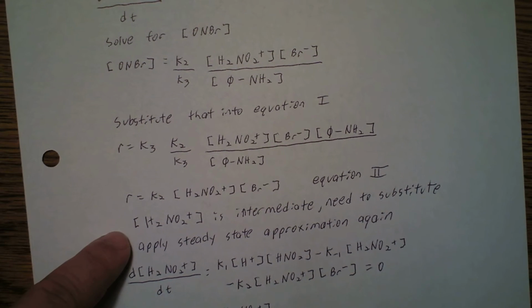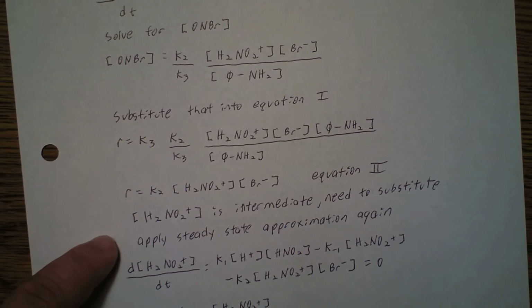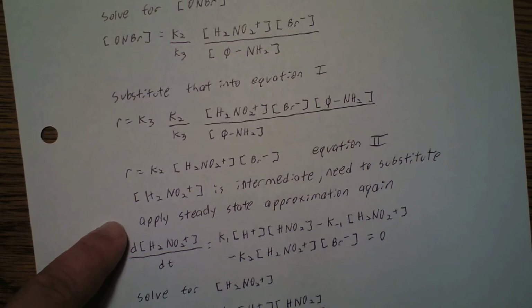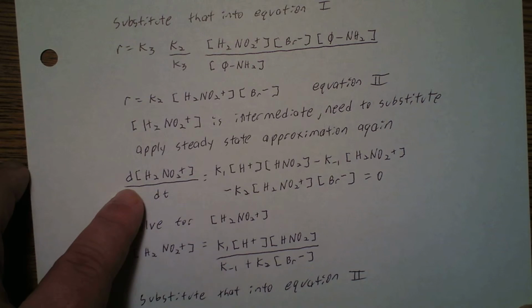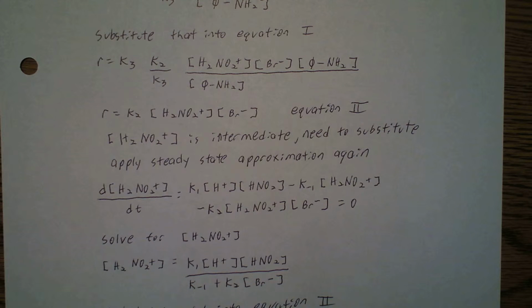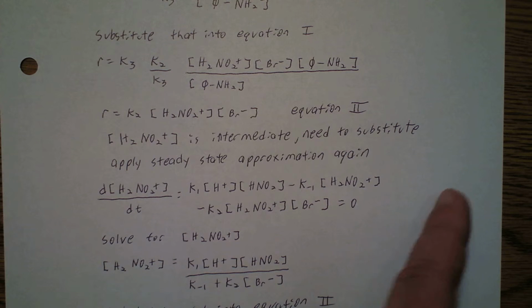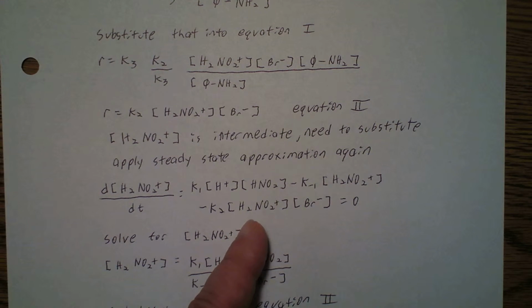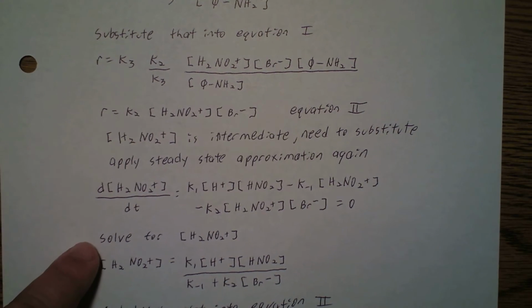But also notice that this H2NO2 plus is an intermediate. So again, we need to substitute it out. And we're going to apply the steady state approximation again. So we get the derivative of the concentration of the H2NO2 plus with respect to time is equal to K1 times the concentration of H plus times the concentration of HNO2 minus K minus 1 times the concentration of H2NO2 plus minus K2 times the concentration of H2NO2 plus times the concentration of bromide, and that's equal to 0 because it's a steady state approximation.